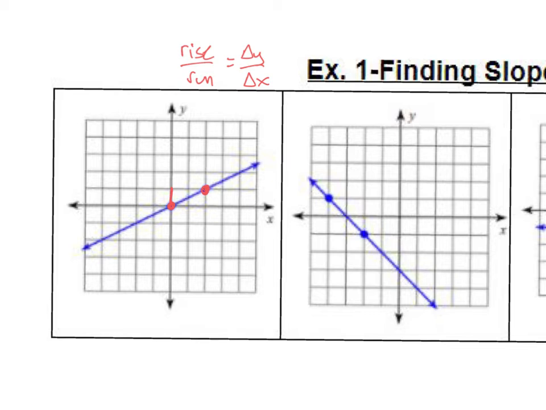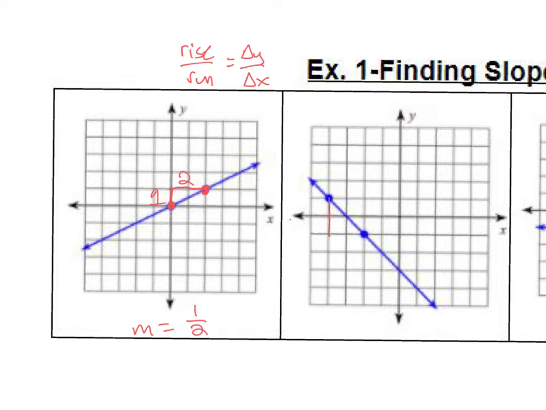Well, what is the change in y? That looks like it's going up 1. It's running over 2. So our slope is rise of 1, run of 2. And that makes sense, right? Positive answer. We just talked about how a line going up is going to be increasing. It's going to be positive. All those things interrelate.